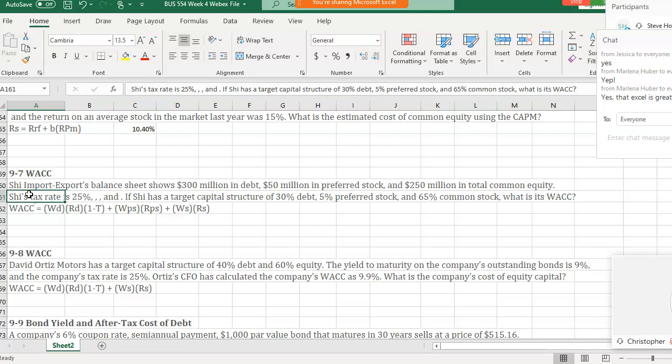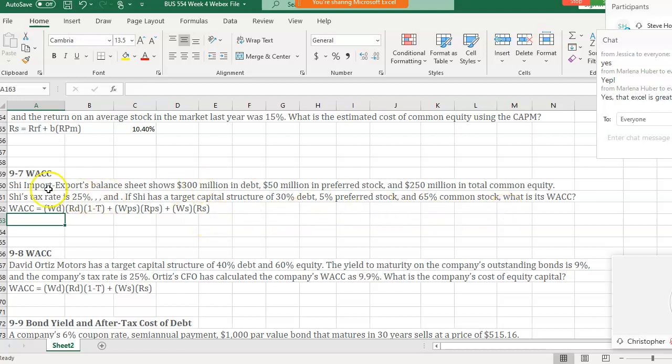Okay, so we can go ahead and plug this in, and you can see the formula right there. So I'm taking the returns of each of these, and I multiply that by the weighting. The W is the weighting, and then R sub D is return on debt times 1 minus T, T being tax. And then I've got the preferred stock, and I've got the common stock over here on the right.